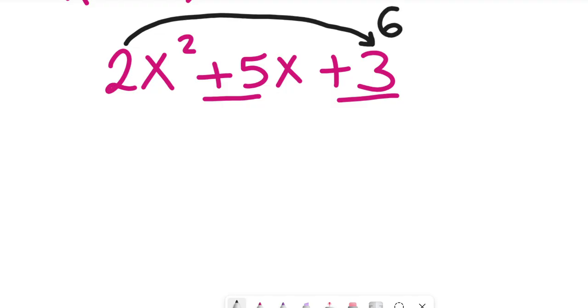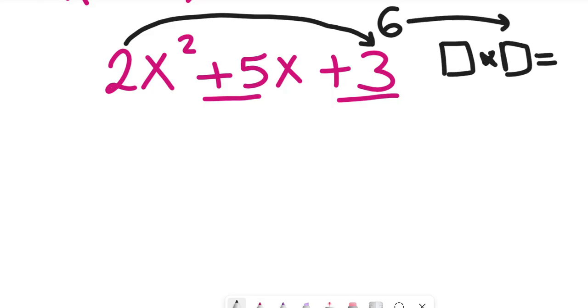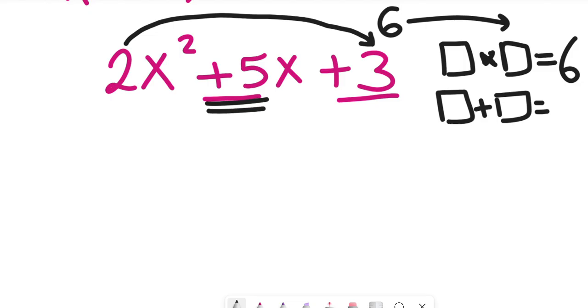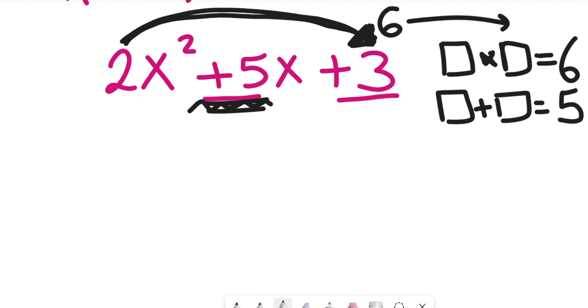Then we ask, what are the two numbers we multiply to get 6, but if we add them, we get 5? So it's the other way around now. We multiply 2 by 3 and then ask what two numbers multiply to get 6 but add to get 5. I'm sure most of you have it right, and you notice that 2 multiplied by 3 is equal to 6, and 2 plus 3 is equal to 5.